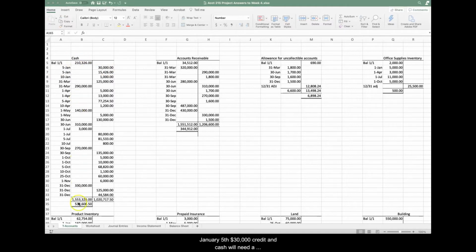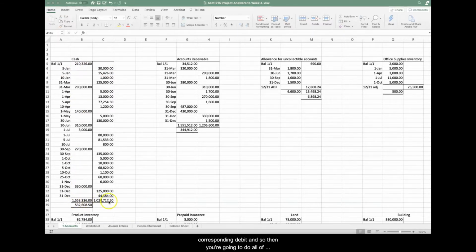And so then you're going to do all of that, get your totals at the bottom, and then whatever the balance is. So in this case, 1.553 is greater than 1.020. So we have $532,608.50 as our balance for cash. And you're going to do this throughout all of your accounts.